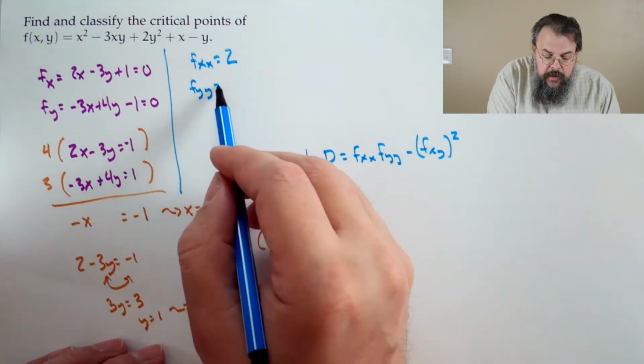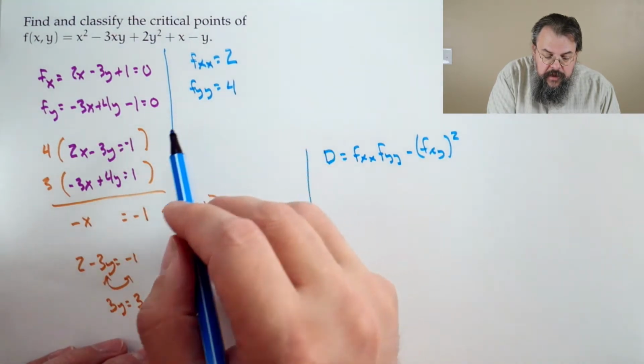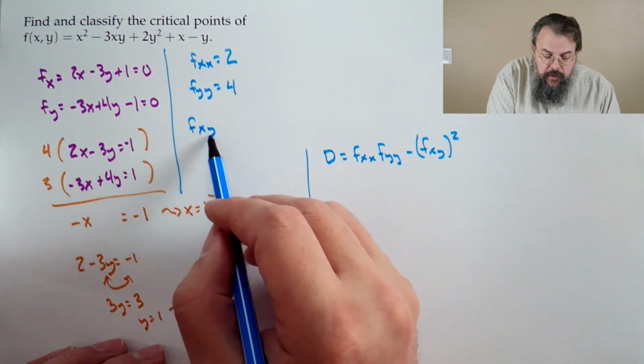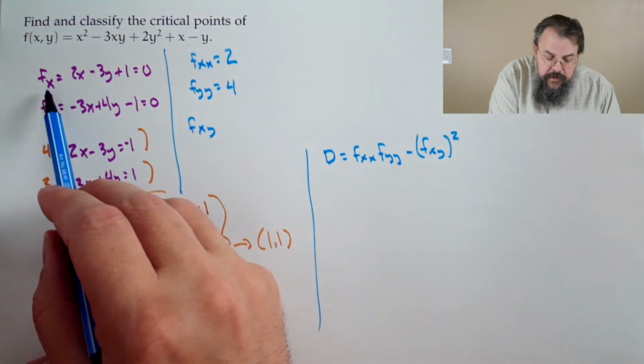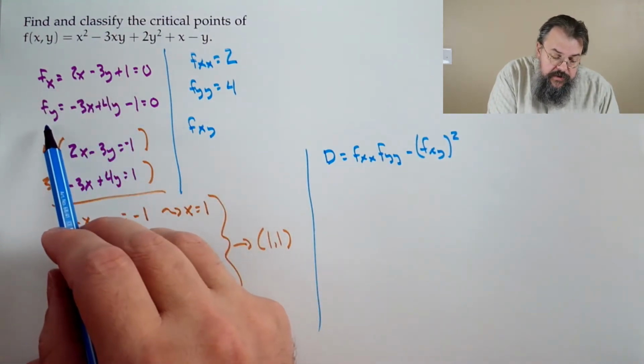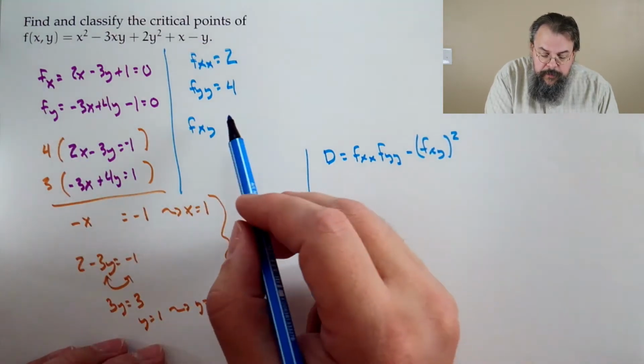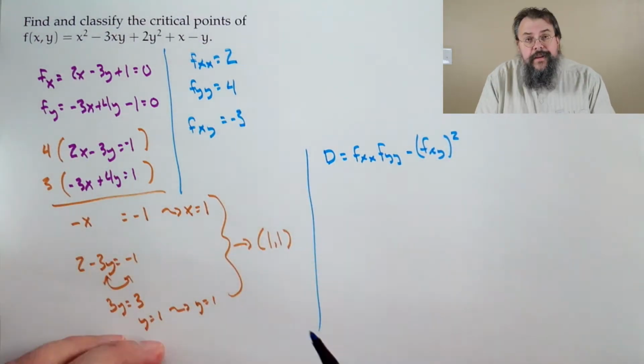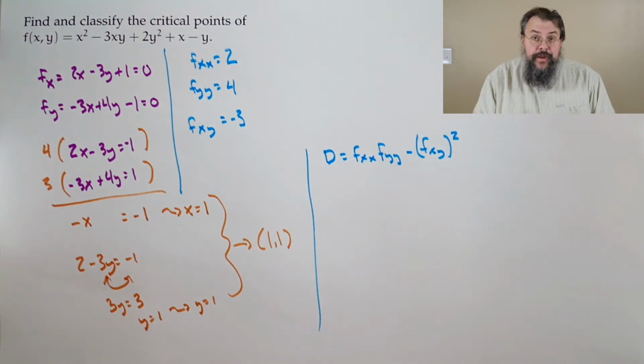fyy, 4. And then fxy, take the derivative of y when we already took the derivative with respect to x, will give us negative 3. Or taking the derivative with respect to x, when we already took the derivative with respect to y, also negative 3. They'll be the same when we have nice functions. Then we're going to be doing a lot of nice functions today.